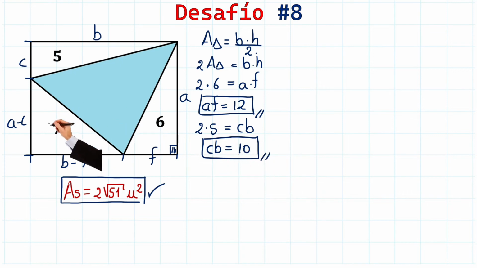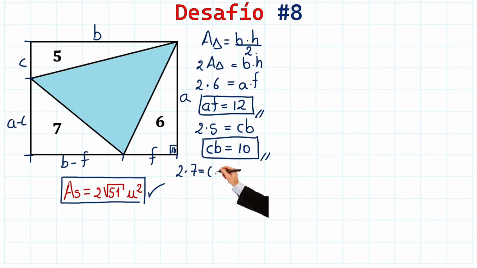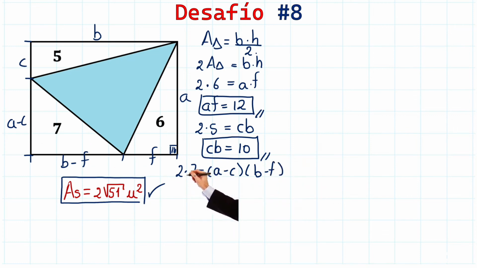Let's continue with the third triangle, this triangle right here. Twice the area of the triangle, which is 7, is going to be the same as base times height. Either one can be the base or the height, and we had said that. So let's write it a bit more to the left so we have space. 2 times 7 is going to be open parenthesis A minus C, multiplied by B minus F. Great. And now we have here 14, since 7 times 2 is 14.